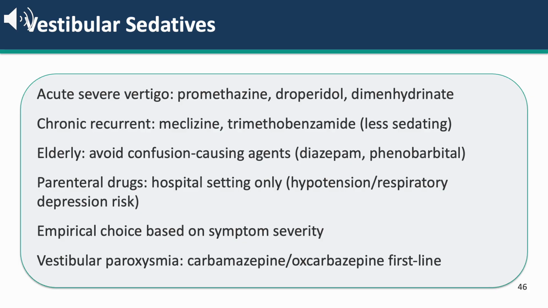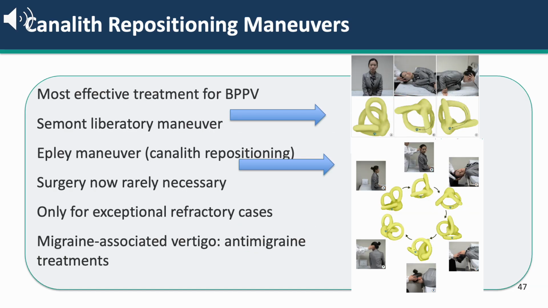For vestibular paroxysmia, carbamazepine and oxcarbazepine are first-line and often dramatically effective even at low dosages. Some types of vertigo are amenable to specific curative therapies. Most notably, benign paroxysmal positioning vertigo responds excellently to canalith repositioning maneuvers. The Semont liberatory maneuver and the Epley maneuver are the most commonly used techniques. Although surgery was previously employed for BPPV, it is now rarely necessary except in exceptional refractory cases.